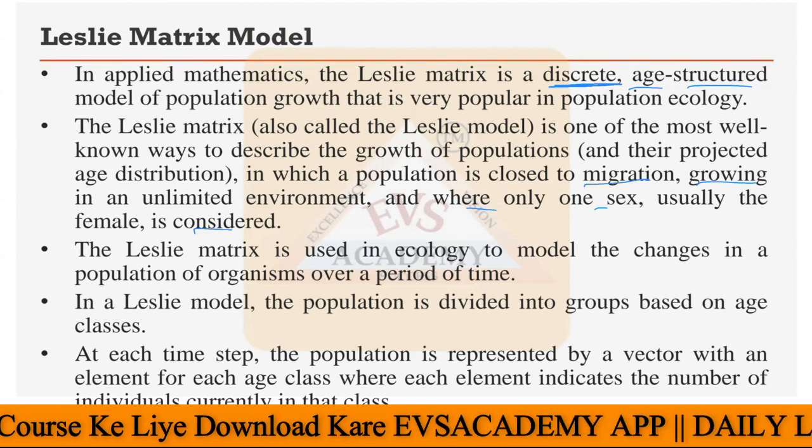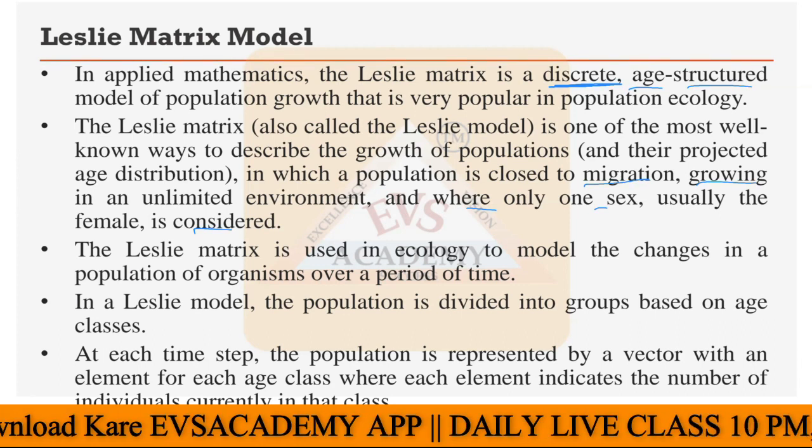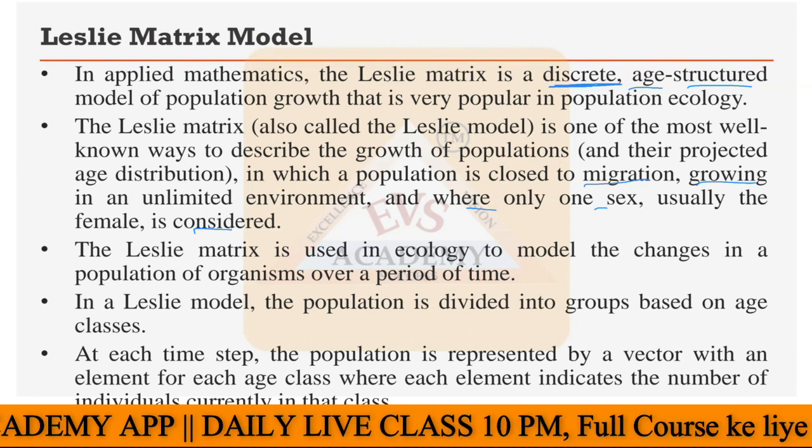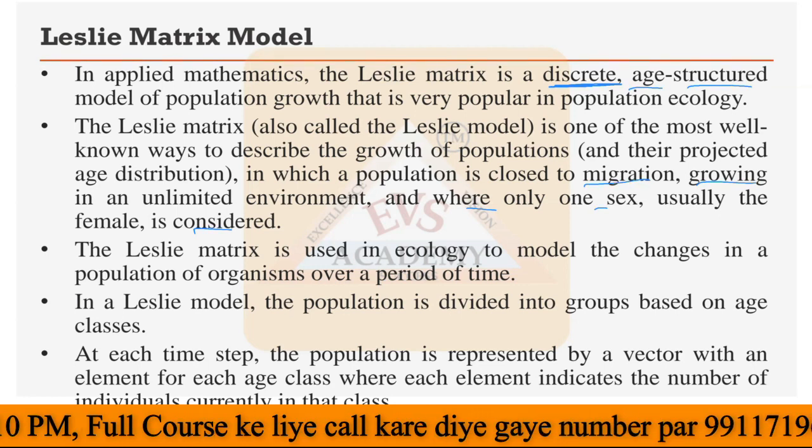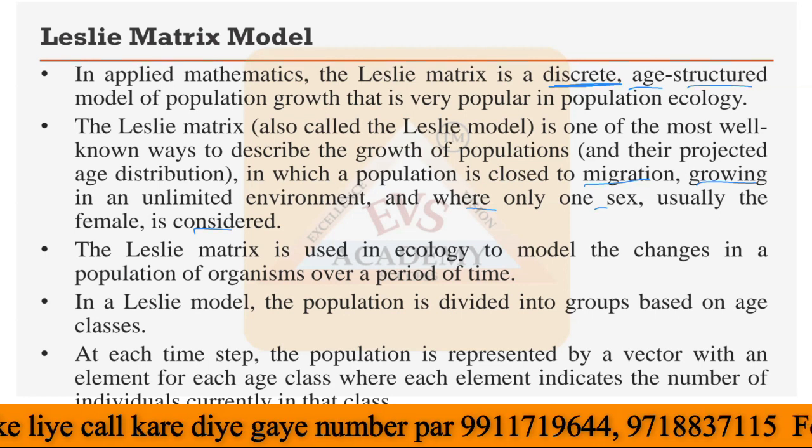So here these are the assumptions of the Leslie matrix model. No organism can migrate from that particular environment, and the environment is providing an unlimited amount of food, shelter, everything.